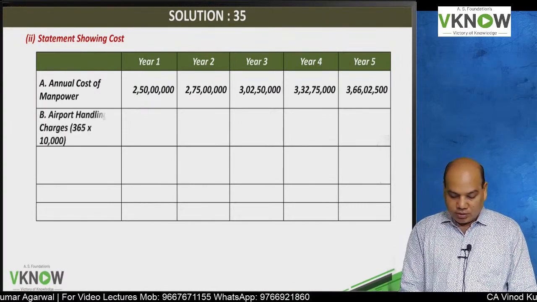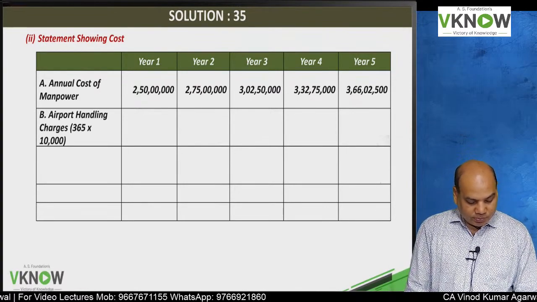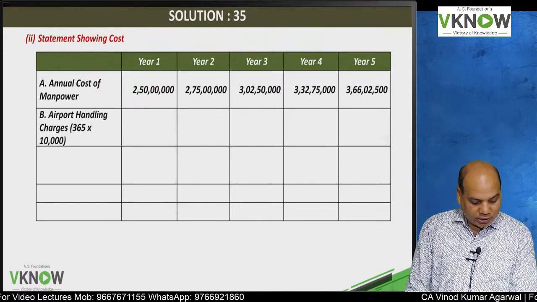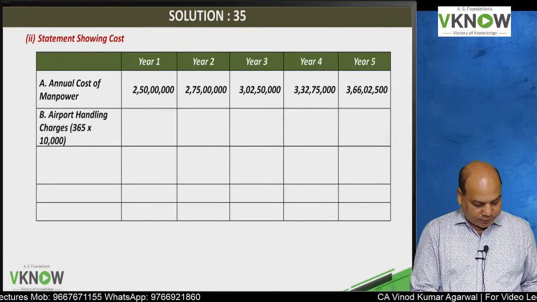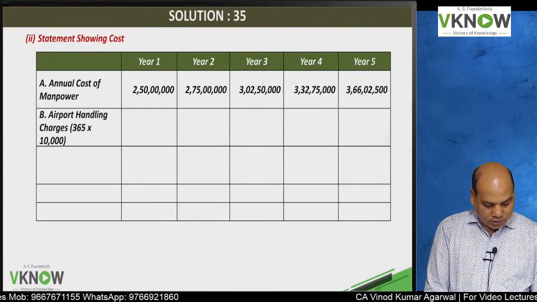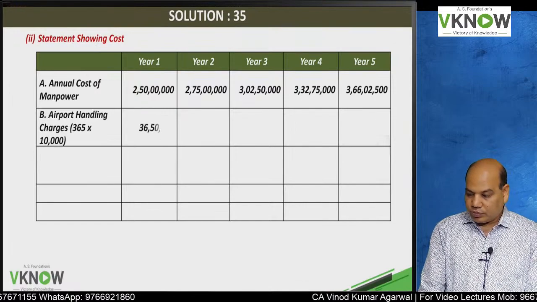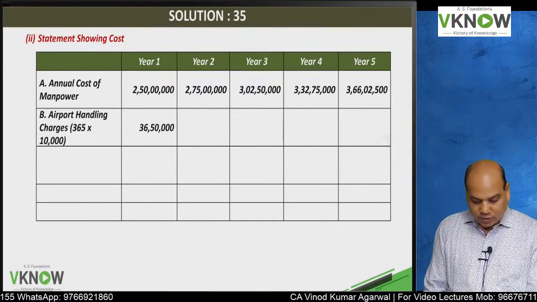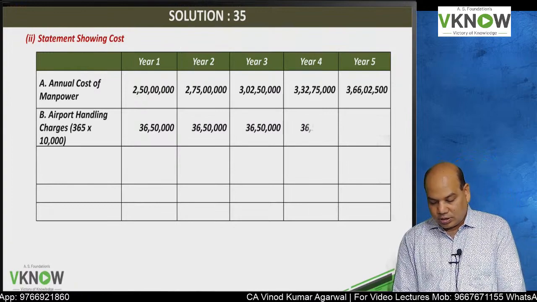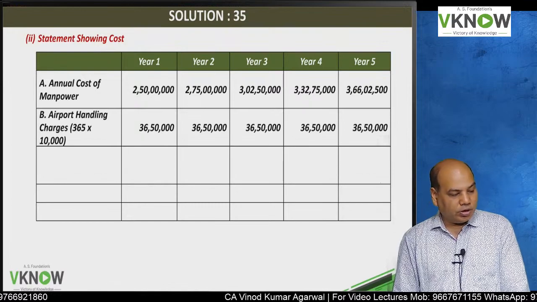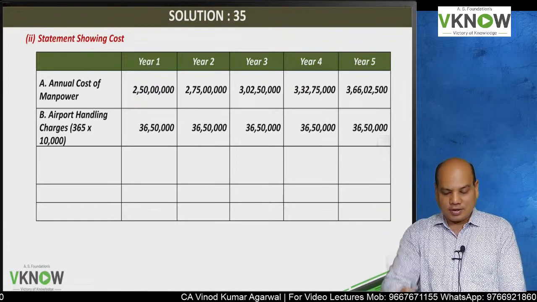Okay, then airport handling charges, fixed per day, 10,000 into 365. And will it increase? It will not. The problem says with the exception of airport handling charges, this will not increase. This will remain constant.